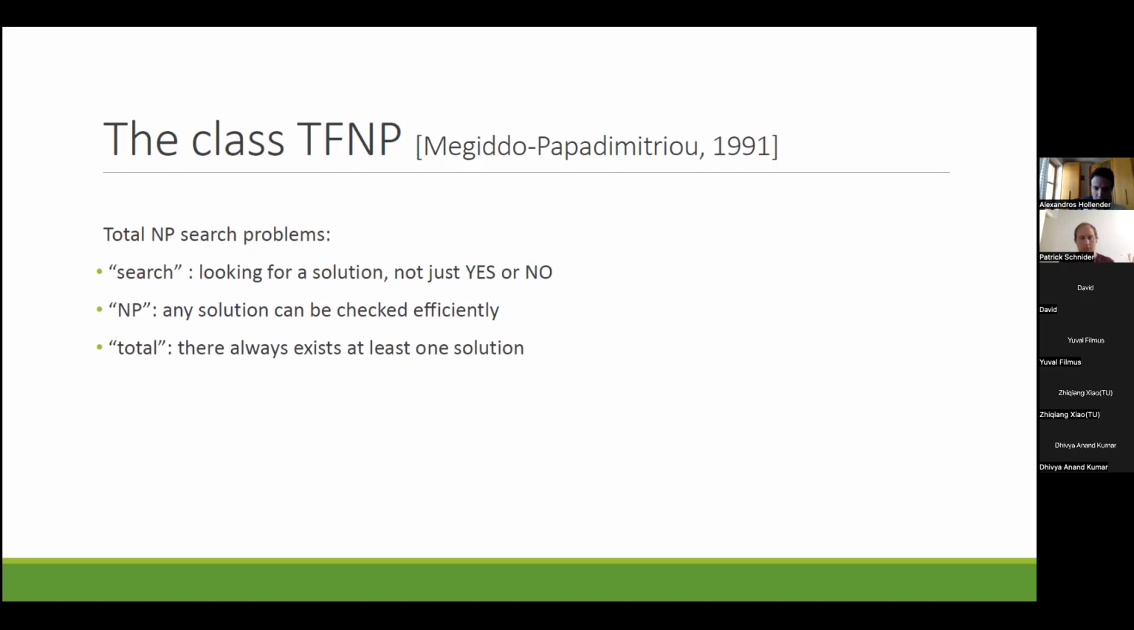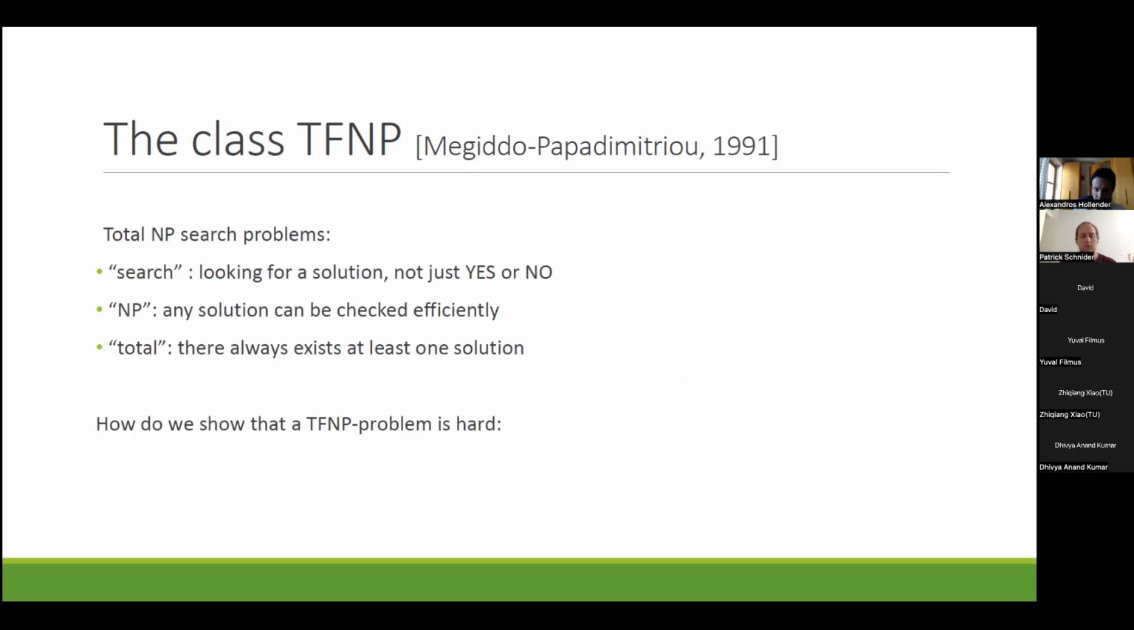And finally, perhaps the most important property is totality. For every instance, there always exists at least one solution. So there is some mathematical proof that every instance is always guaranteed to have a solution. This class TFNP, if you want to situate it in known classes, you can think of it as lying between P and NP, or rather between the search versions of these two classes.